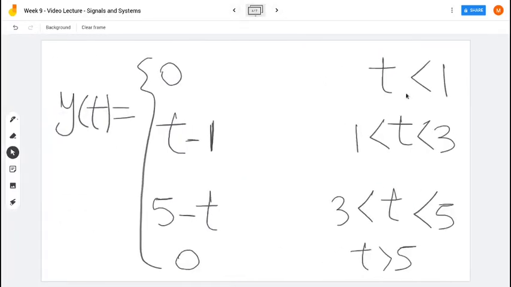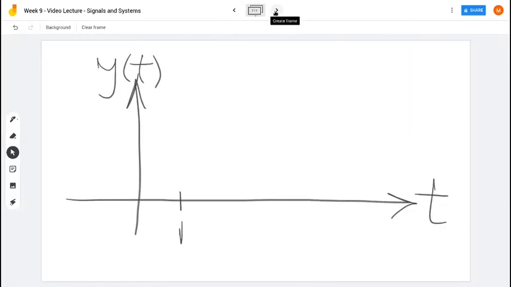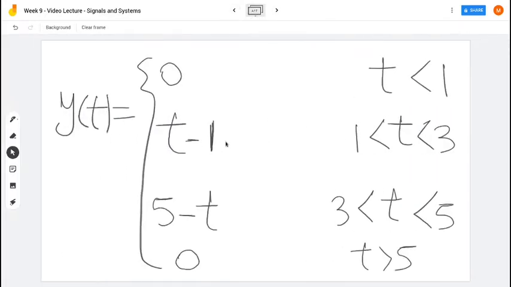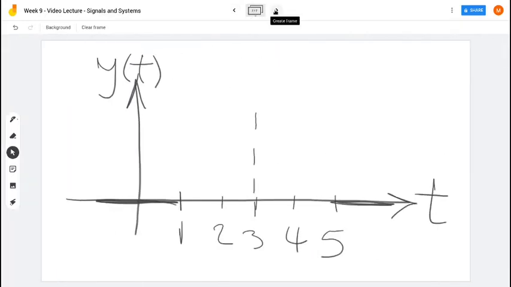When it's less than 1, it's 0. When it's larger than 5, it's 0. So 2, 3, 4, 5. Before 1 it's 0, after 5 it's 0. From 1 to 3 it's defined as a straight line t minus 1. So t minus 1 at 1 will be 0, and t minus 1 at 3 will be 2.